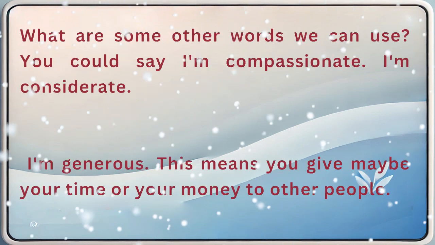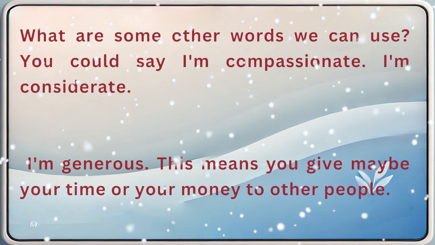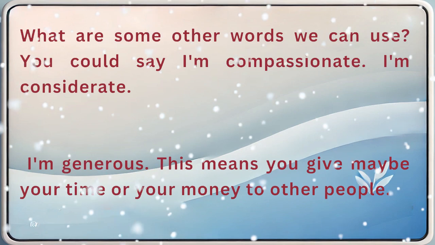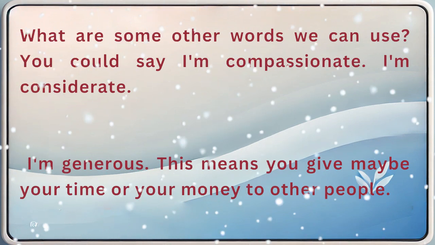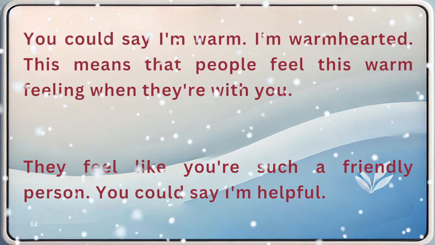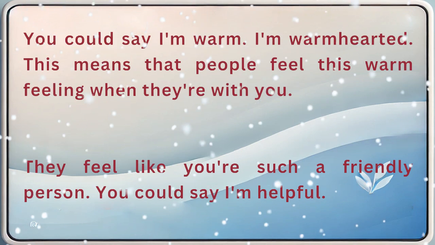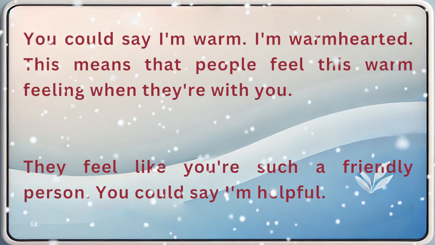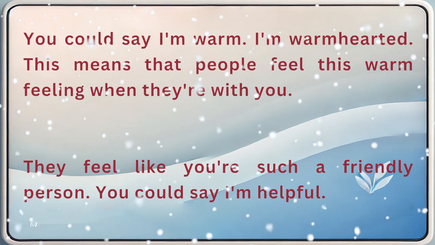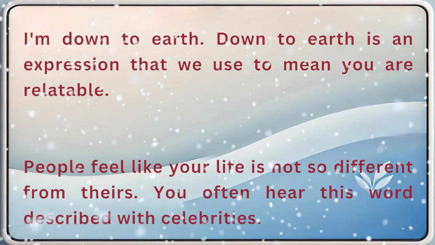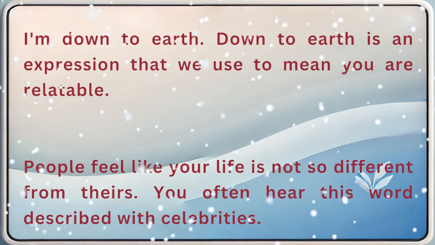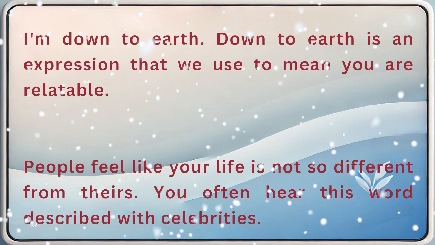Don't use that. What are some other words we can use? You could say, "I'm compassionate. I'm considerate. I'm generous." This means you give maybe your time or your money to other people. You could say, "I'm warm. I'm warm-hearted." This means that people feel this warm feeling when they're with you. They feel like you're such a friendly person. You could say, "I'm helpful. I'm down to earth." Down to earth is an expression that we use to mean you are relatable. People feel like your life is not so different from theirs.